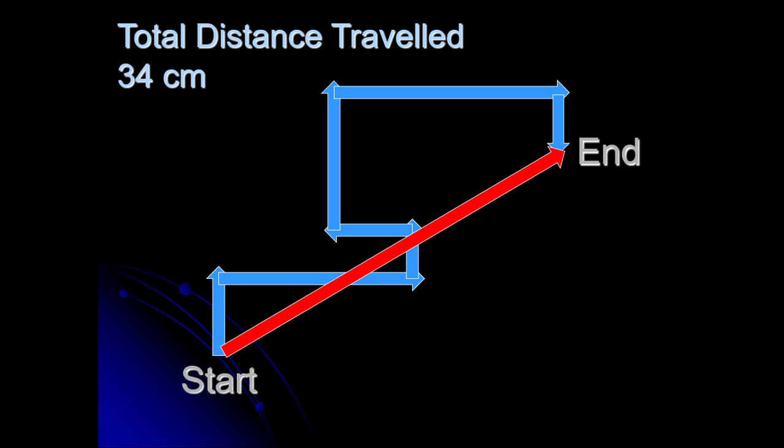Now displacement is a little bit different. Displacement is how far away are you from where you started. So it doesn't matter what path you take, you're just looking at your final and ending position. So if we draw a line from our start to our end, we are actually drawing a vector. This is our displacement vector. Okay, displacement is a vector quantity. And if we measure that, we're going to find that we are actually 14 centimeters away from where we started.